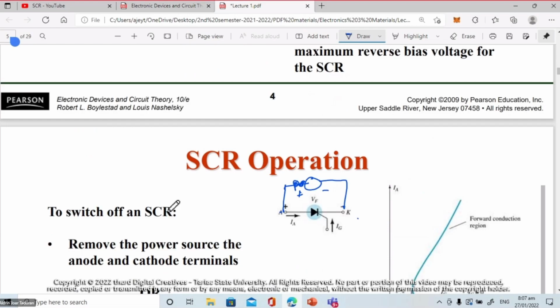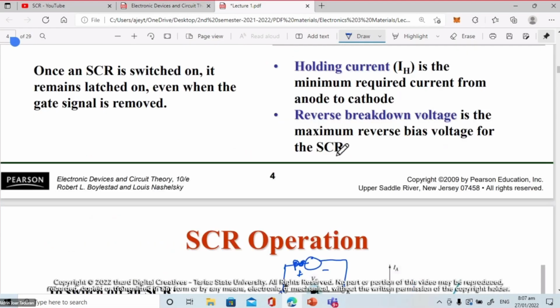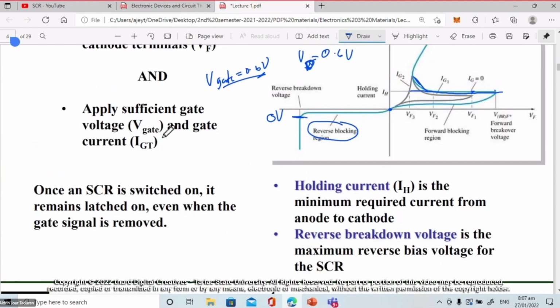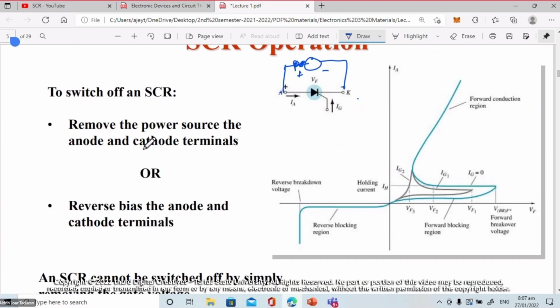That is the way to switch off the SCR. Reversing the gate bias is a different case. To switch off the SCR, we remove the main source and then reverse the bias of the anode and cathode.